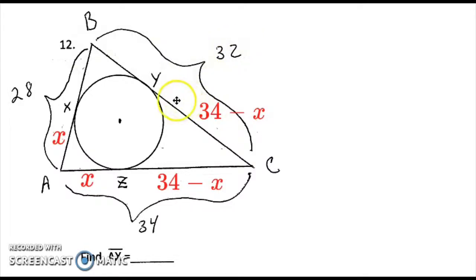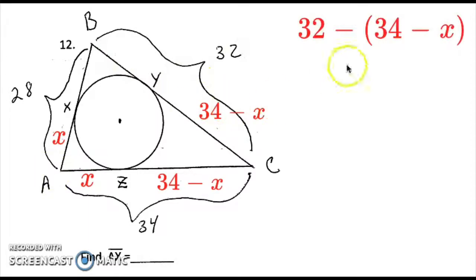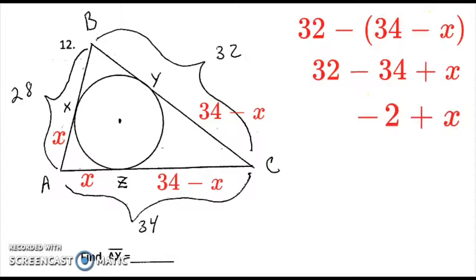We subtract 32 from this piece to give you that piece. So we have to do 32 minus 34 minus X. We're subtracting the entire thing, so you have to distribute the negative. Doing that, we get 32 minus 34 plus X. This becomes positive and this becomes negative. 32 minus 34 is negative 2, so we have negative 2 plus X equaling this piece. So this is negative 2 plus X. Now if this is negative 2 plus X, so is this. So now these two are equal.